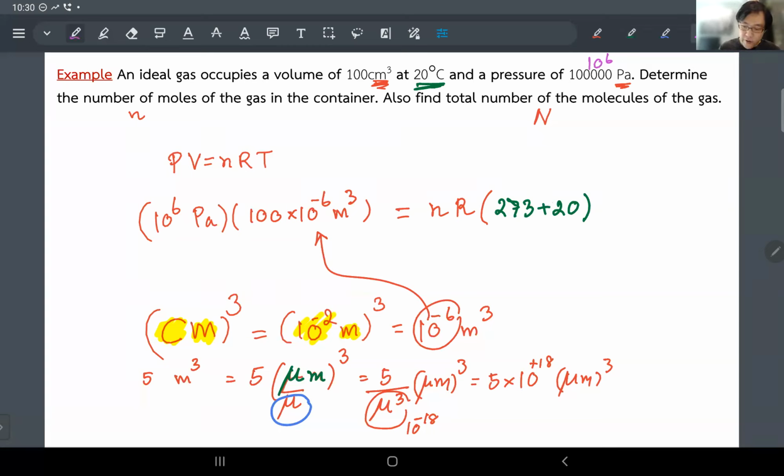So from here, you can figure out what n should be. And then, of course, if you want to calculate the capital N, the total number, all you need to do is pair this up with the Boltzmann constant, but then you still have to add the same numbers over here, 273 plus 20. So from here, you will be able to calculate the capital N. Or, of course, you can always convert from the number of moles back to the capital N, the total number, by saying it's going to be n times the Avogadro number. That will work too. Same thing.